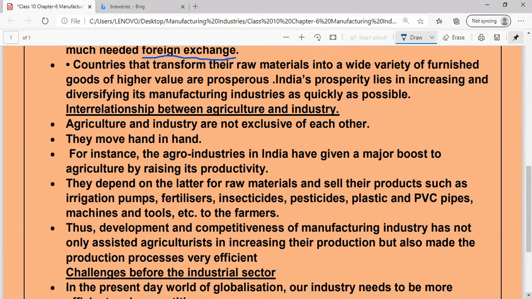For example, the agro industries. Agro industries are those industries which are depending on agriculture. So agro industries in India have given a major boost to agriculture by raising its productivity. I told you, by bringing machines in the agricultural sector, the productivity has increased. What do you mean by productivity? The output, the production of goods and services has increased with the coming up of machines. Before machines, the production was less, but with the coming up of machines and all, larger scale production is possible.